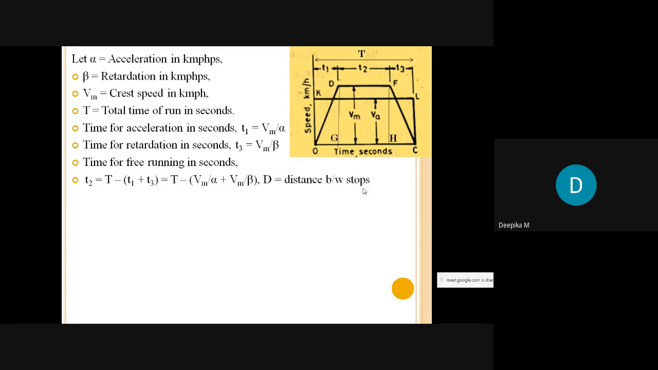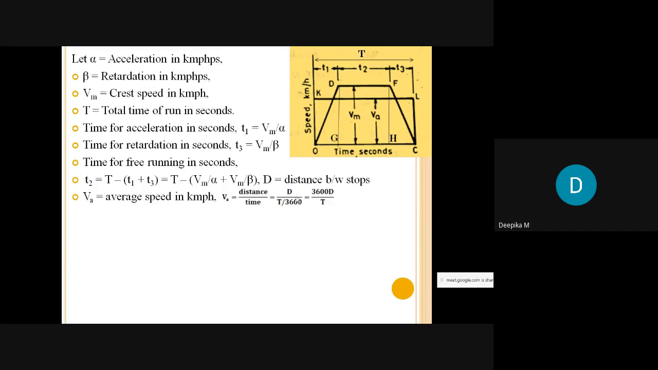And what is D? D is the distance between the stops. So don't get confused over here: this D is only the notation, and it is the distance between the stops. And what is VA? VA is the average speed in kilometer per hour. So how do I calculate VA? Speed is distance by time.